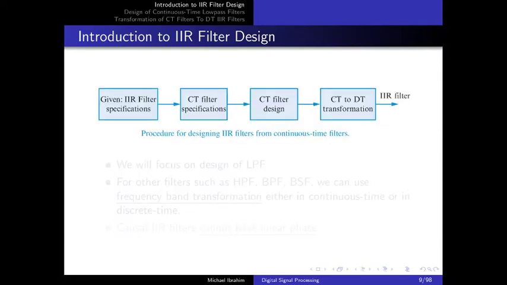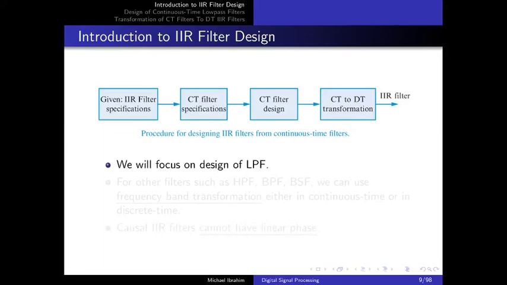So the process goes as follows. Given the specification, we have a digital IIR filter specification. We transform these into continuous time filter specification. And then we design a continuous time filter, get H continuous of S, and then transform this continuous time filter into a discrete time filter through either the impulse invariance or the bilinear transformation, and now we can get our H of Z, which corresponds to an IIR filter.